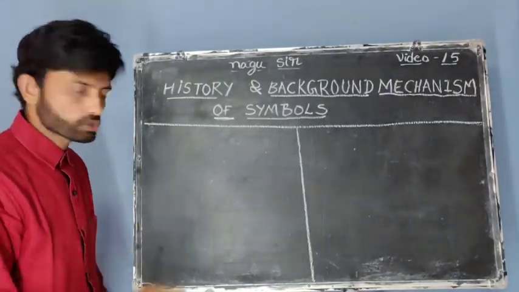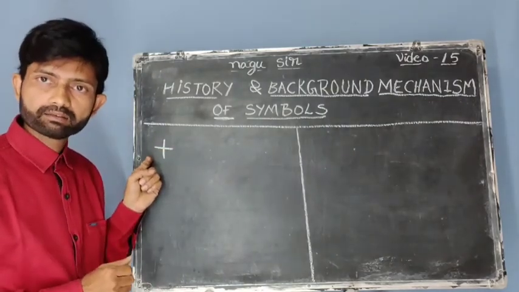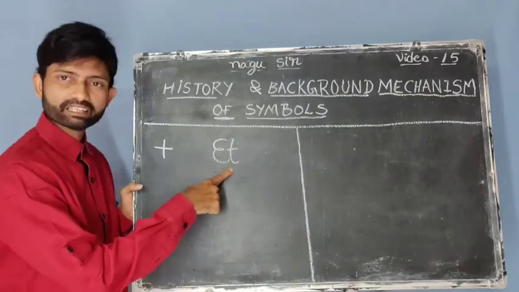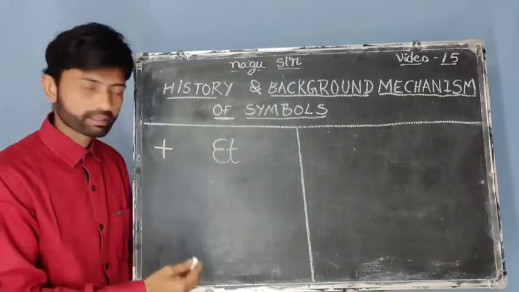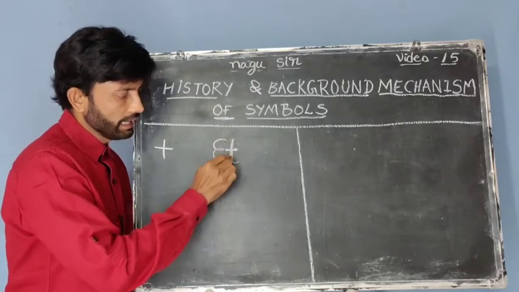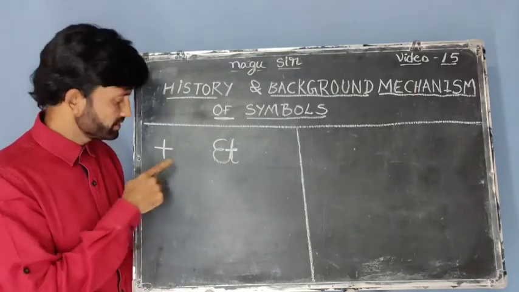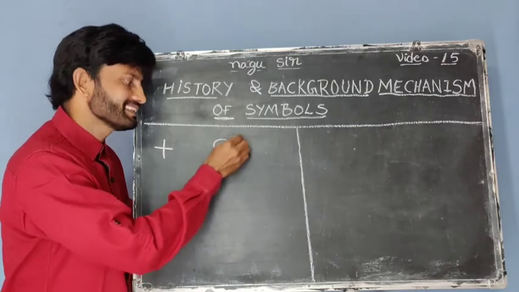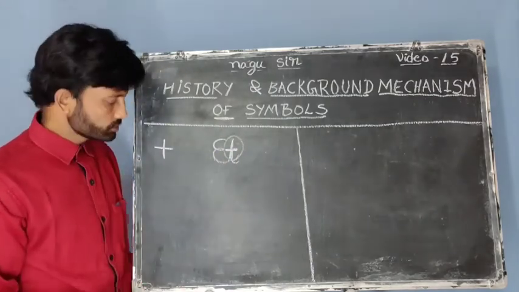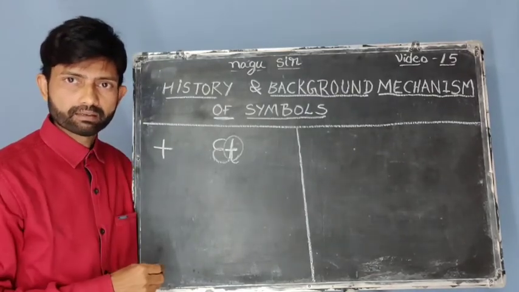First, we have the plus symbol. Actually, this plus symbol was taken from the symbol ET. ET means and. Here we can find the plus symbol. Just observe this one, and we can find a plus symbol here. So Mr. Orisme has taken this plus symbol from this ET symbol. Actually, it means and. So what is the main gist of this plus symbol?